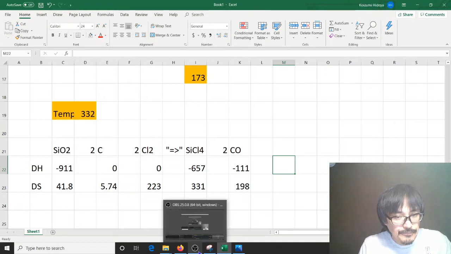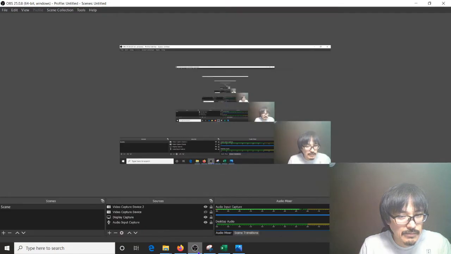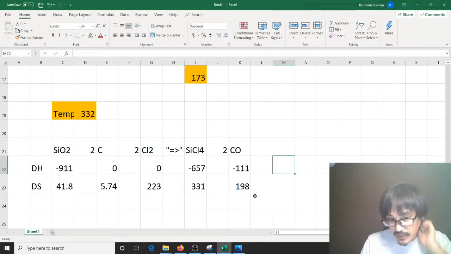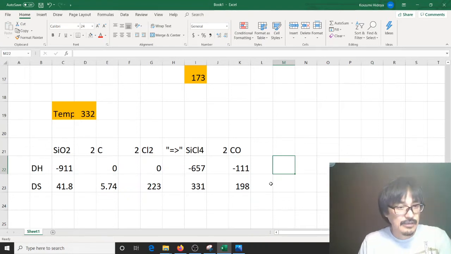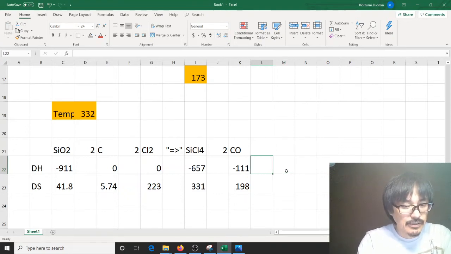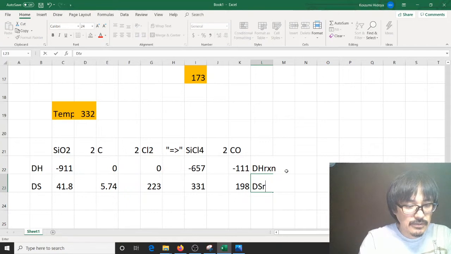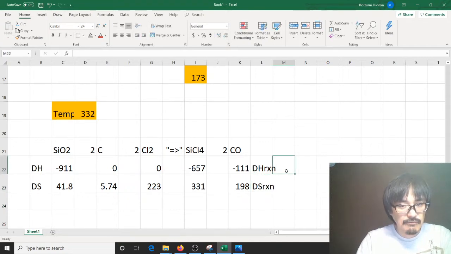Now let me talk about what this problem is actually asking. Maybe I should start by calculating the delta H and delta S, right? That way I can talk a little better about the delta H of reaction and the delta S of reaction. So let's cover that one first.